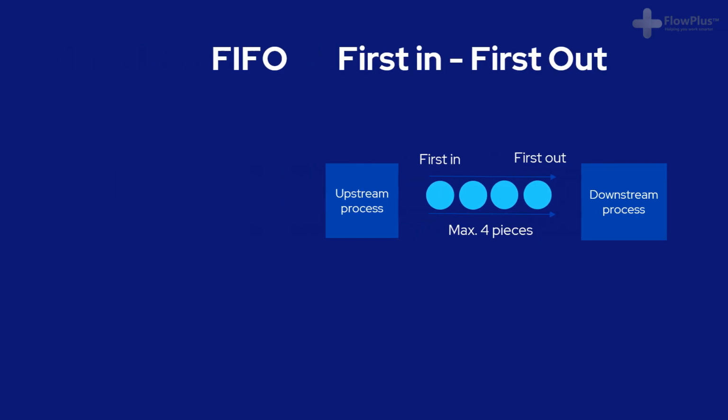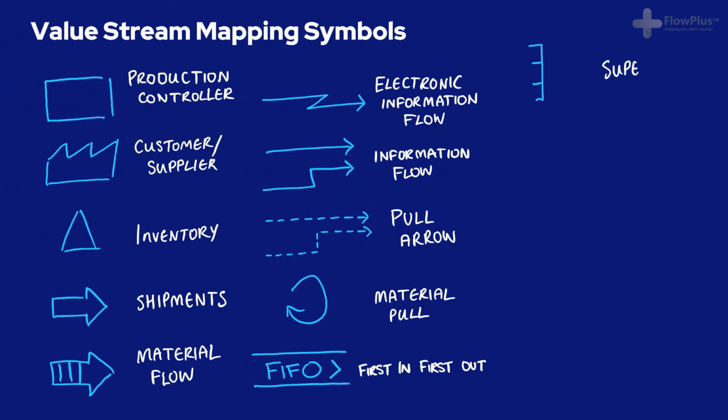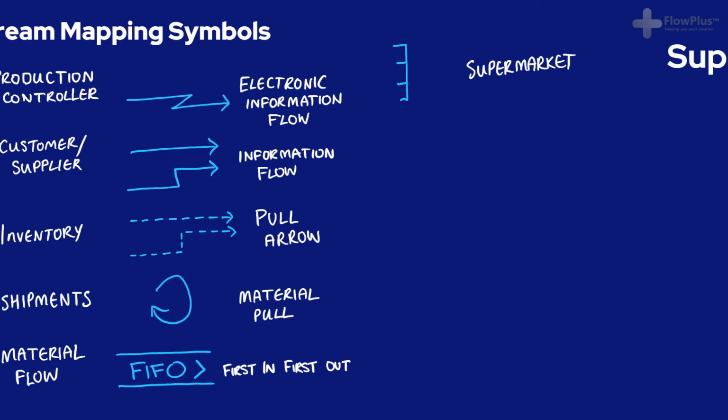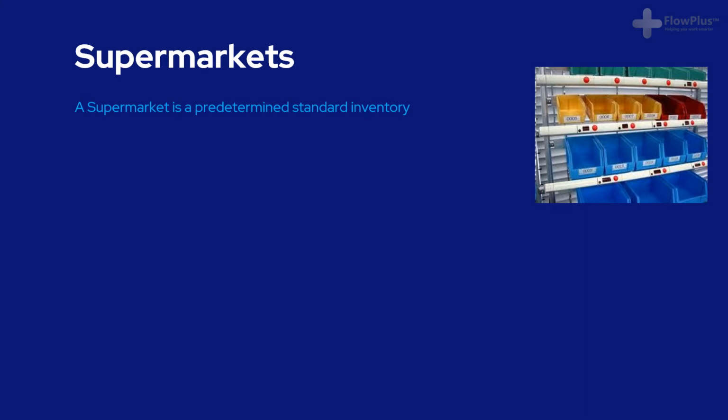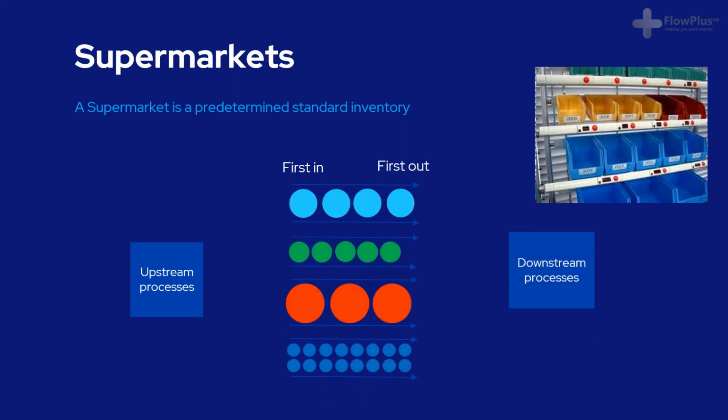Another similar theme to FIFO is the supermarket. We'll talk a lot more about supermarkets in other modules, but for now it is important to understand what they are, so we can understand when to use the symbol. A supermarket is a predetermined, standard inventory that is kept to supply the downstream processes in exact amounts. It can be viewed almost like multiple FIFO lanes, all containing different products and different quantities.